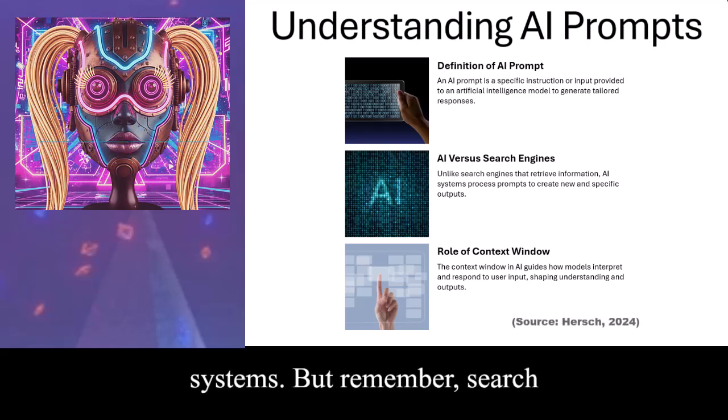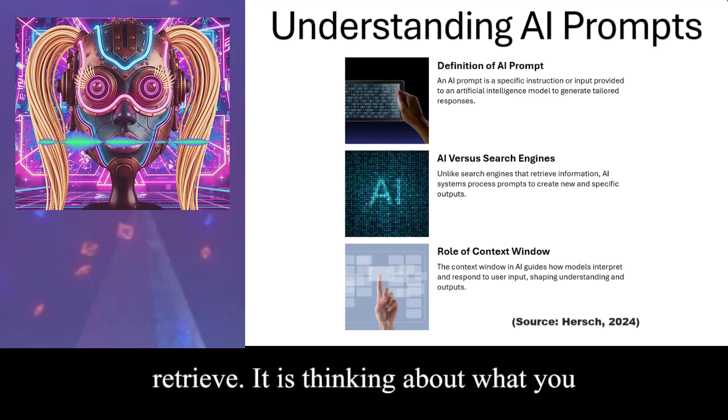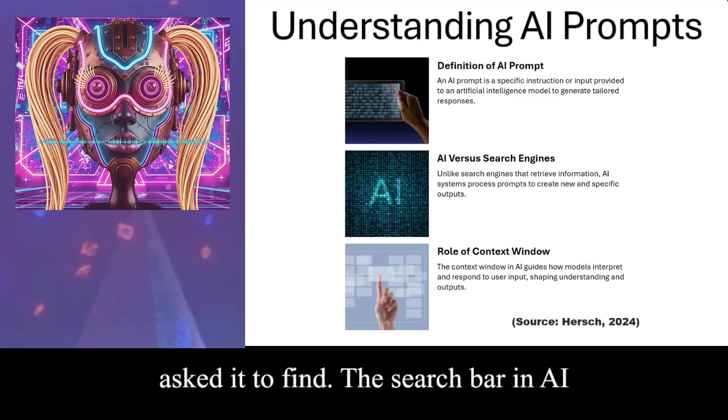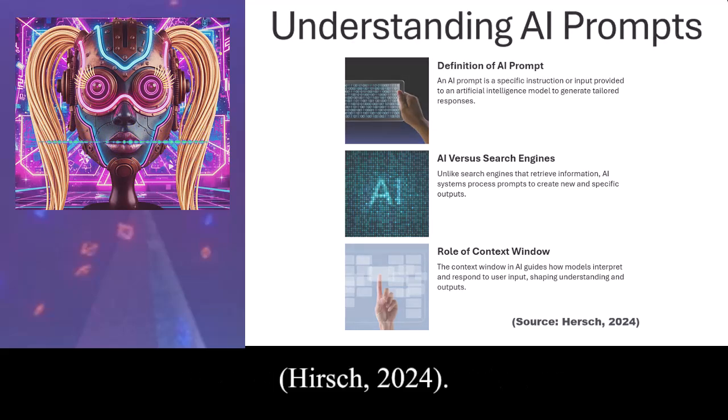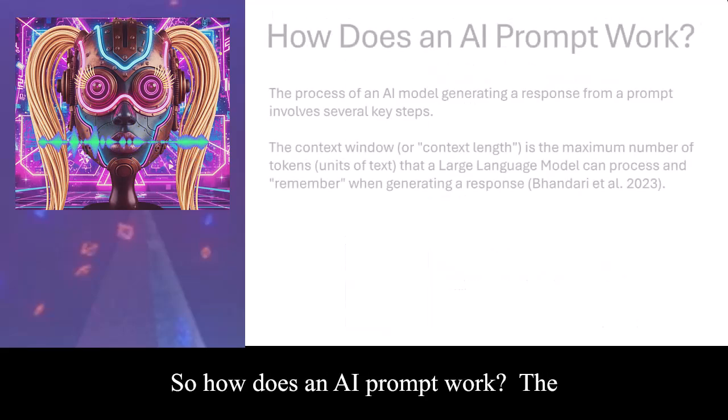But remember, search engines only retrieve information. AI prompts are doing much more than retrieve. It is thinking about what you asked it to find. The search bar in AI is actually called a context window. Hirsch, 2024. So how does an AI prompt work?